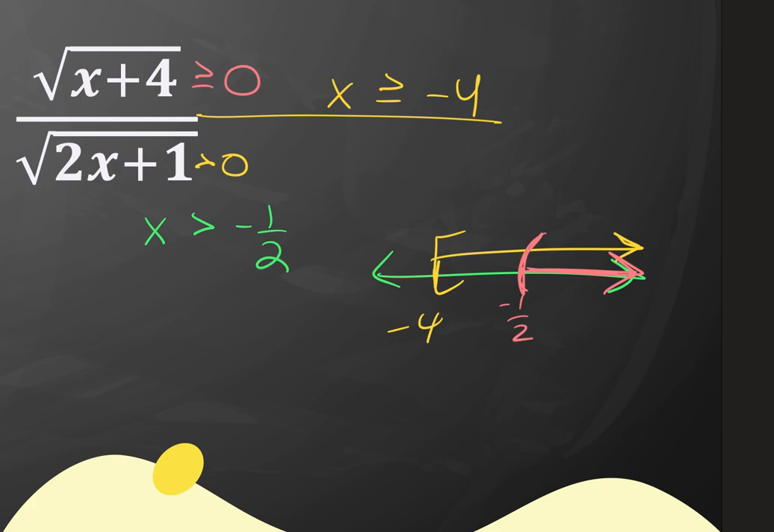And it only works for where both of them work, which means I'm looking for where it overlaps, which means negative 1/2 to positive infinity. So you're looking for the more restricted area, or the smaller amount, if you think about it that way.